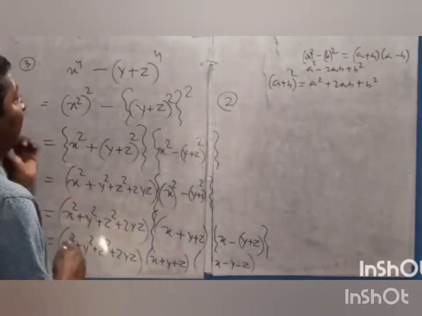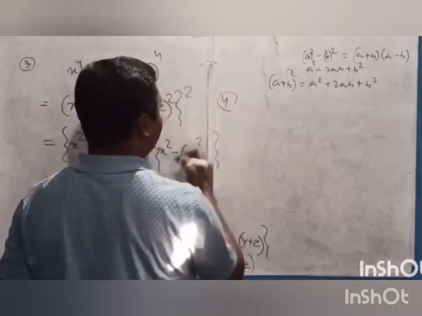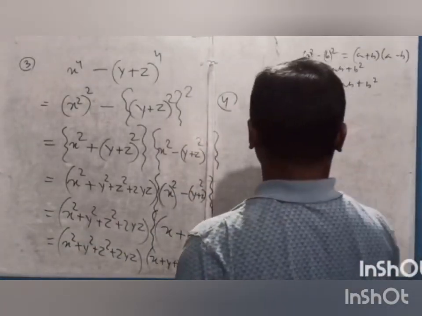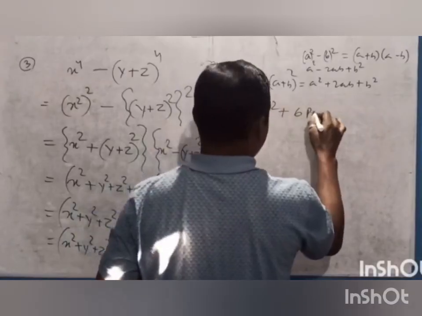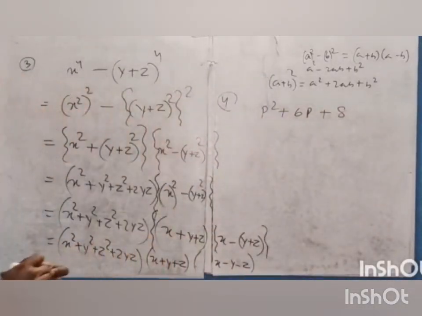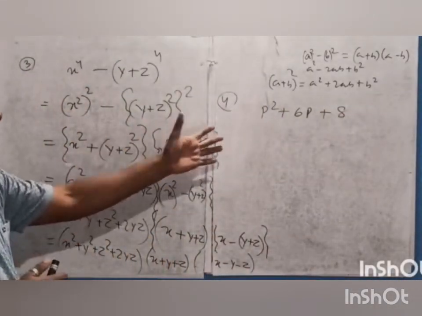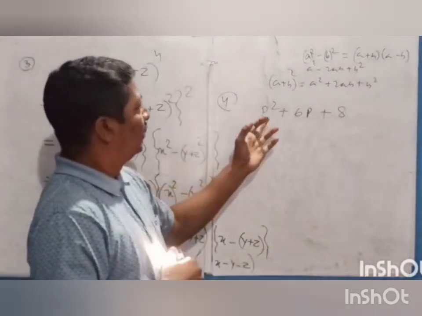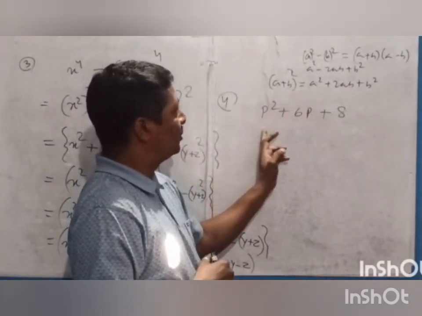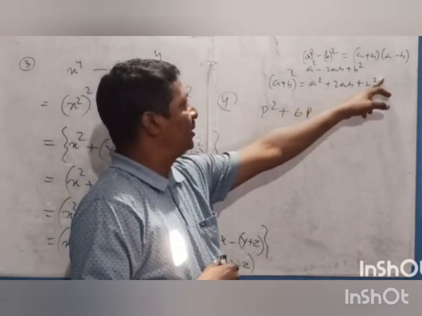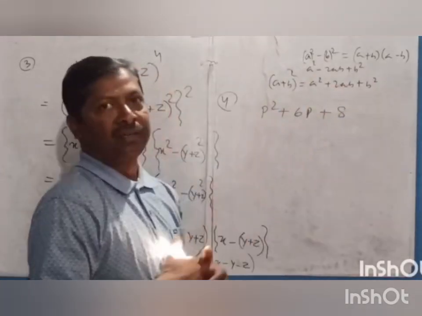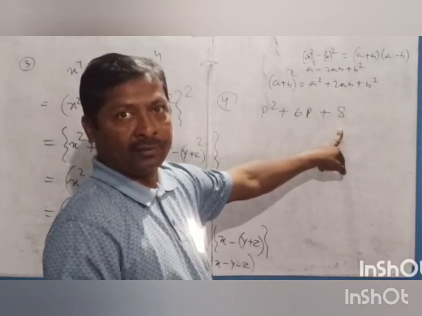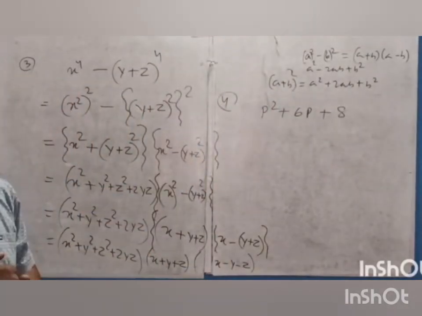Now we proceed to another question: p square plus 6p plus 8. There are three terms here, all plus signs, but it doesn't seem that it will fall under this identity. It is a square form, but it is not a perfect square form. So to solve this type of problem, how to proceed?